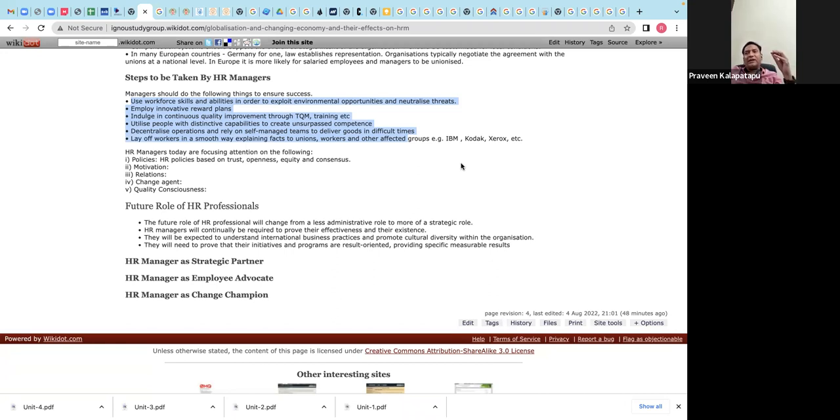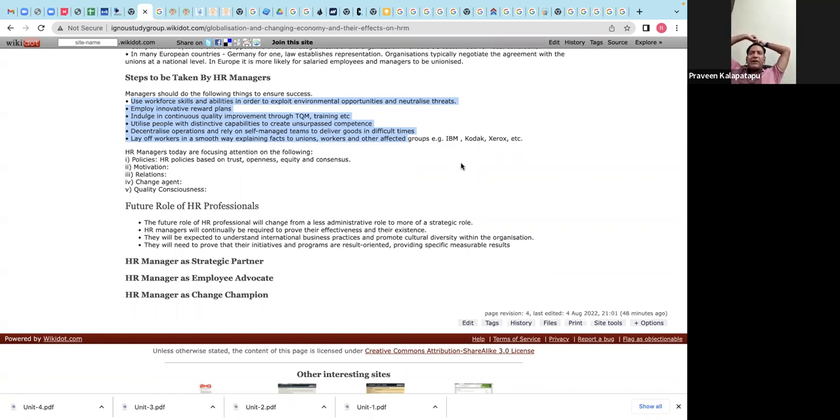You should focus on quality, that is continuous quality enhancement. You should utilize people's distinctive capability, whatever distinctness is there. Decentralized operation: you should be able to decentralize and have self-managed teams. And when there is a layoff, you should be able to handle it. So these are some of the steps taken by HR managers.